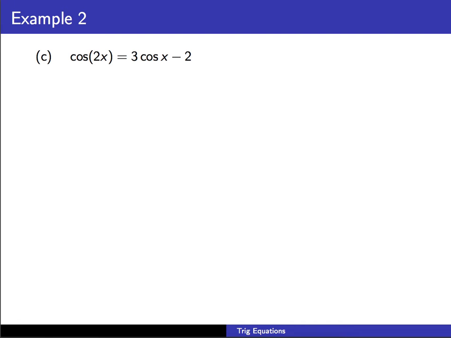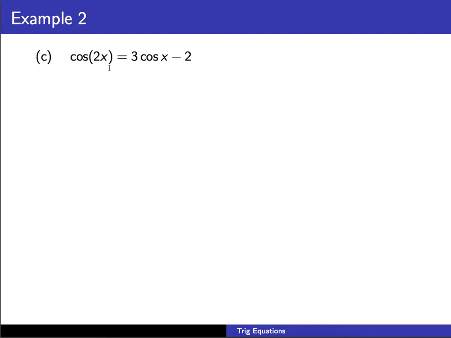All right, in this video, we're going to take a look at some more examples of using trig identities and algebraic techniques to solve trig equations. So example 2c, we have cosine of 2x equals 3 cosine x minus 2. And here we have cosine of 2x, so we're going to have to use the double angle cosine identity.